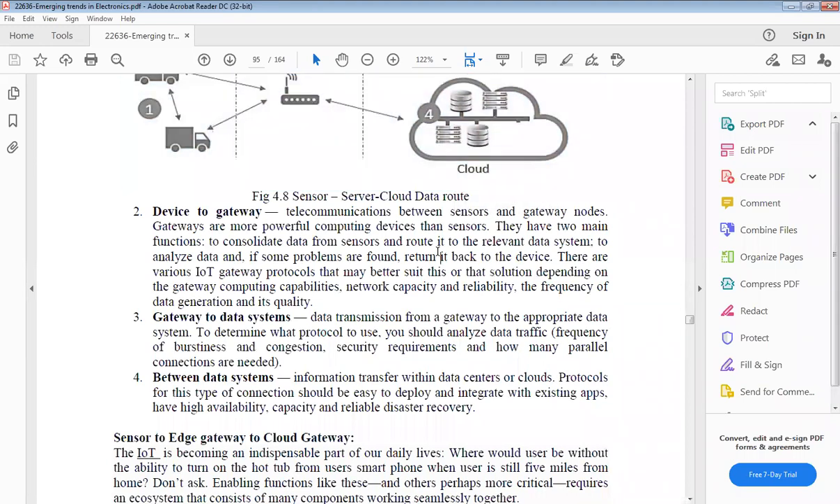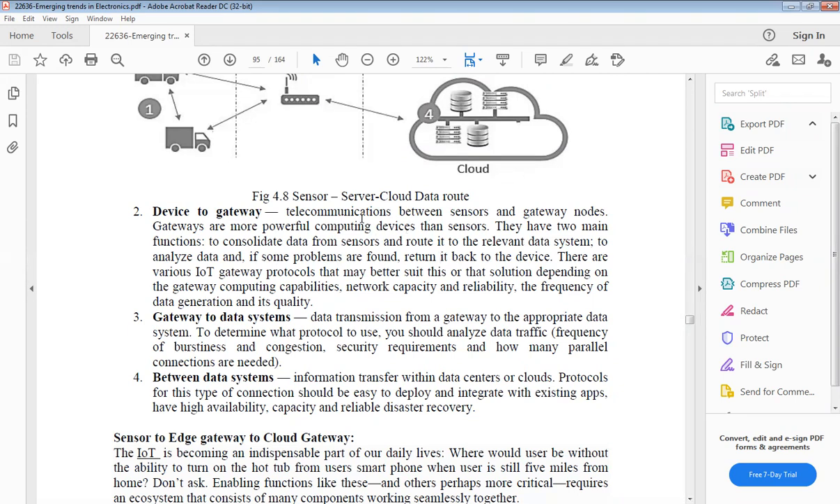The third is gateway to data system. The data transmission from a gateway to appropriate data system. To determine what protocol to use, you should analyze the data traffic. Correct? Means frequency of burstiness and congestions, security requirements, and how many parallel connections are needed. And between data systems, information transfer within data centers or clouds. Protocol for this type of connection should be easy to deploy and integrate with existing apps, have high level availability, capacity, and reliable disaster recovery.